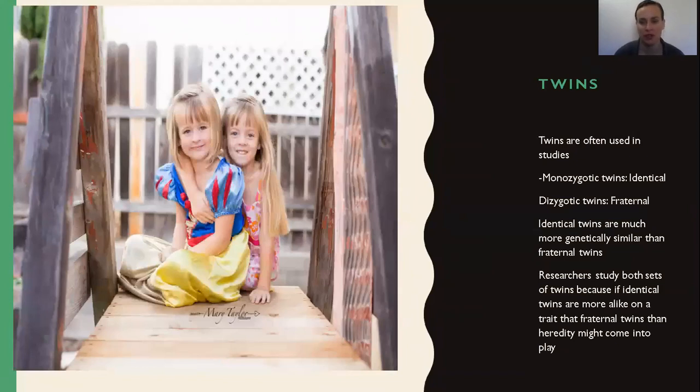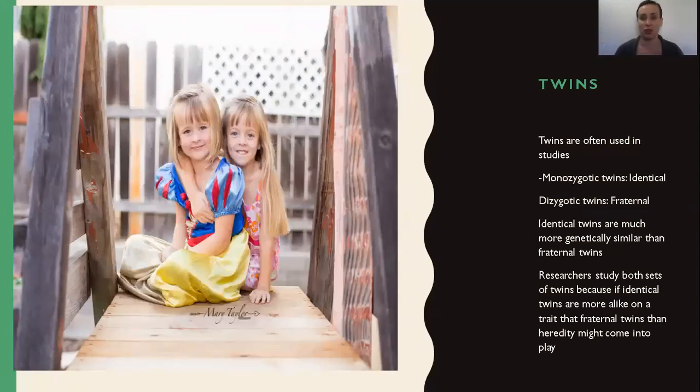So twins are often used in studies. My twins are fraternal, so they're dizygotic. There were two eggs, two sperm, and they're basically genetically sisters that were raised in the same womb. They share as much genetic material as you do with a sibling that you might have. Then there's monozygotic twins, and that's an egg and then a sperm, and then it splits after it's been fertilized.